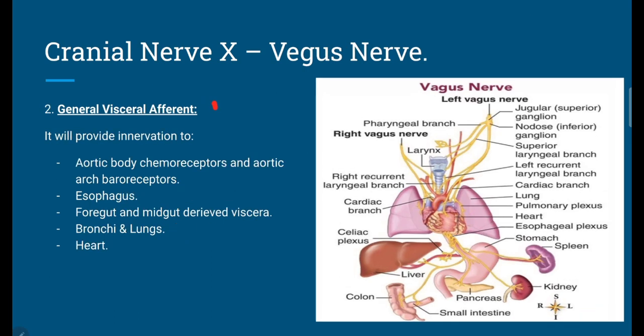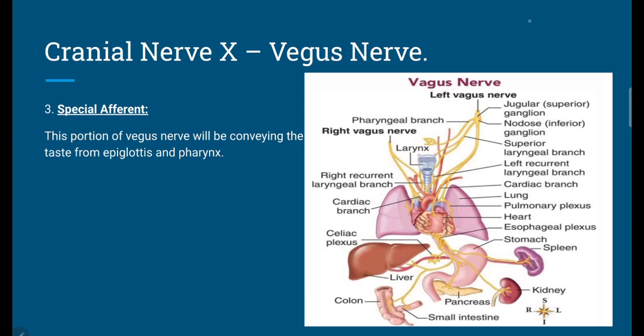Then we have the general visceral afferent. It provides sensory innervation to the aortic body chemoreceptors and the aortic arch baroreceptors. We have the esophagus included there, foregut and midgut derived viscera, bronchi, lungs, and the heart. The special afferent portion of the vagus nerve will be conveying the taste from the epiglottis and pharynx.